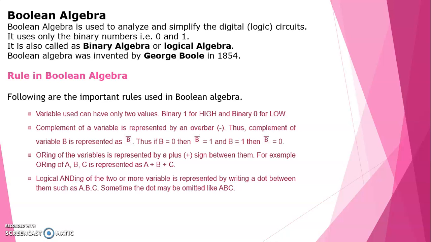ORing of variables is represented by a plus sign between them. For example, ORing of A, B, C is represented as A plus B plus C. Logical ANDing of two or more variables is represented by writing a dot between them, such as A dot B dot C. That is ANDing. Sometimes the dot may be omitted, like ABC. That also refers to AND.